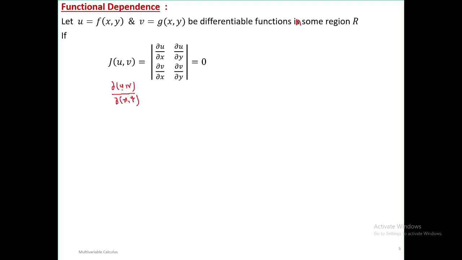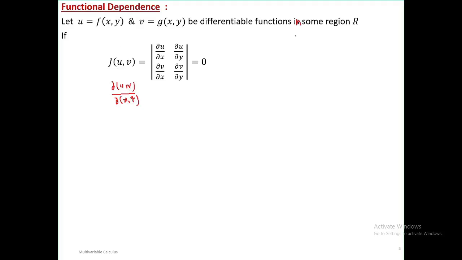Therefore, in the first row dou u by dou x and dou u by dou y, and the second row for v, dou v by dou x and dou v by dou y. You can represent it like this also, J of u comma v, or simply dou of u comma v by dou of x comma y. Simply, the denominator independent variables you have to write. x and y are independent variables here.